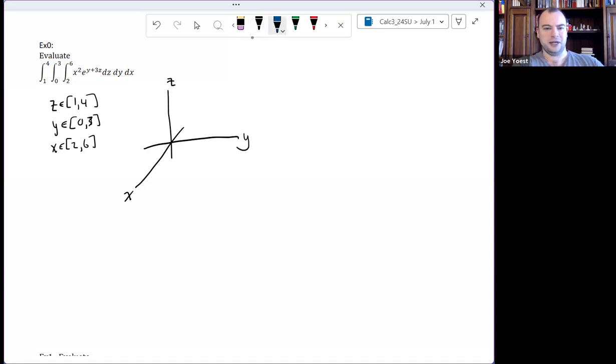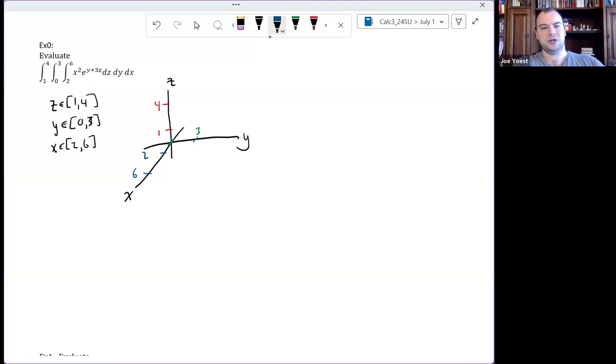And so I know x ranges between 2 and 6, independent of y and z. Y ranges between 0 and 3, again, independent of x and z. And z ranges between 1 and 4, again, independent of x and y.